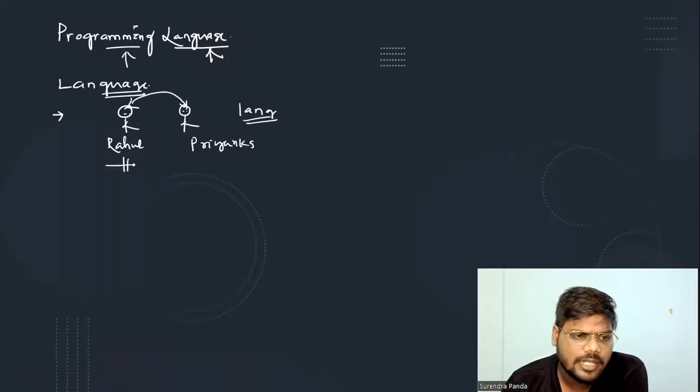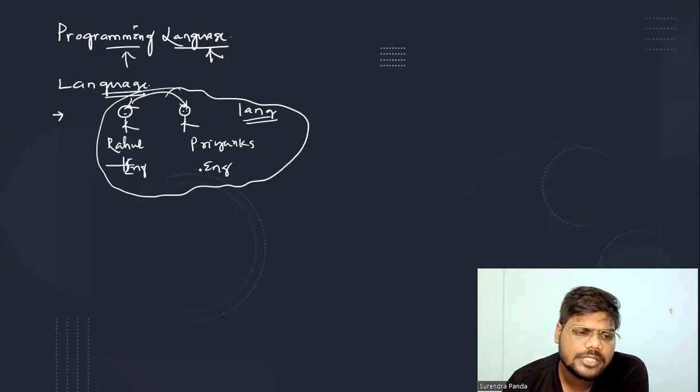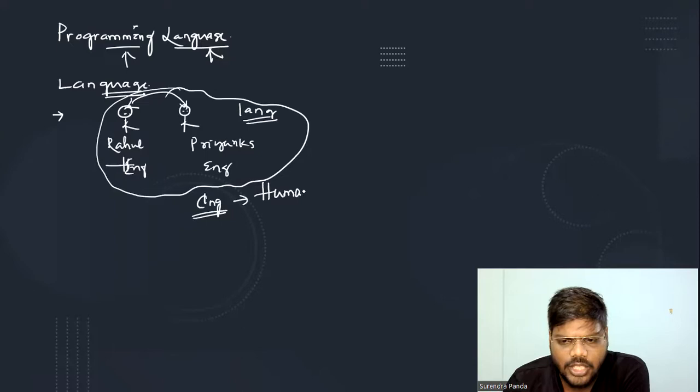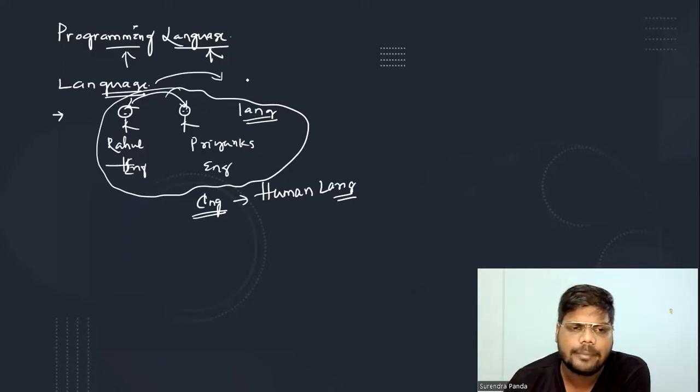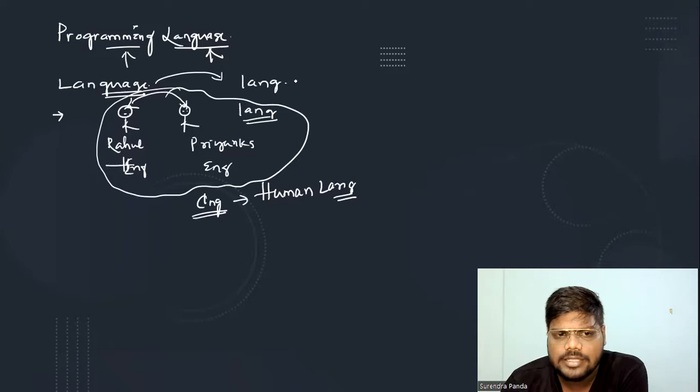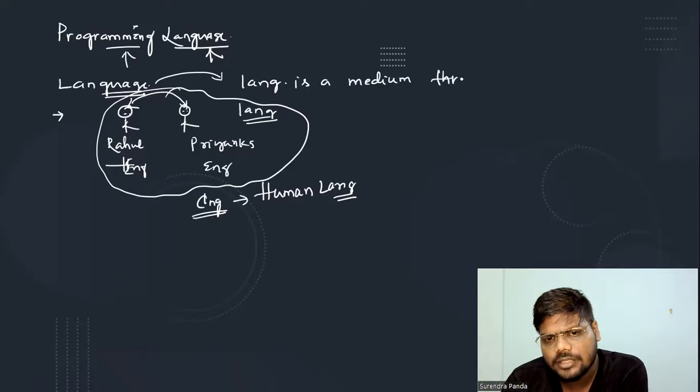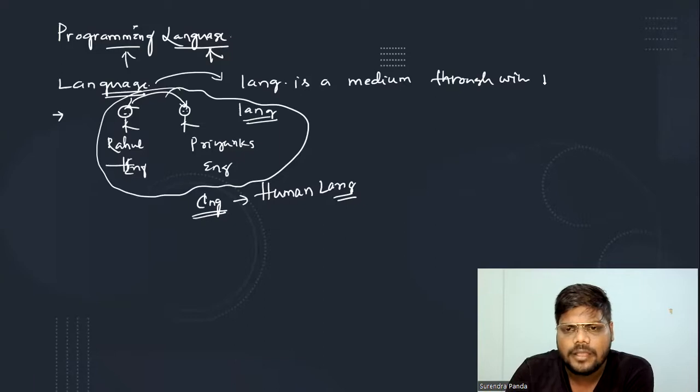Rahul knows something called the English language. And Priyanka also knows the English language. They both can communicate by using which language? They both can communicate by using the English language. And that English language is called what? It is a human language. Okay, is it clear? So language is a medium through which people can communicate.